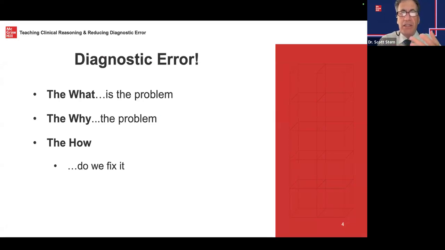I want to talk about what exactly is the problem I want to address, diagnostic error. I want to talk about briefly why I think we have this problem, because if we're going to fix it, we have to get to the root of the problem of why we have it. And then I'm going to spend the bulk of the talk on how I would suggest we might go about approaching this particular problem and improving our educational system.